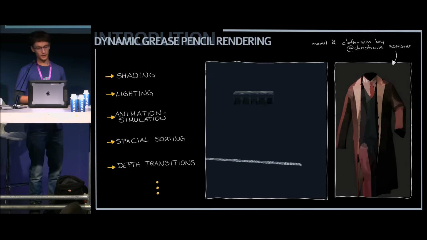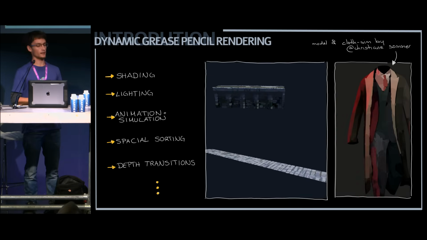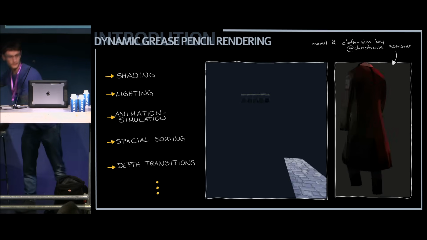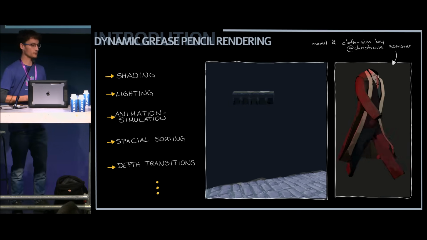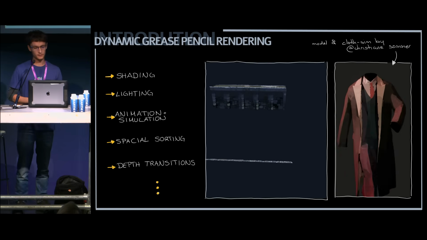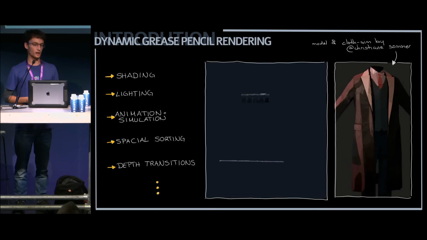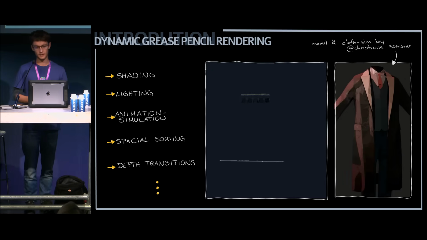Basically, what was the goal? I wanted to have the possibility to relight my grease pencil drawings and sketches. That meant I would need to do grease pencil shading and lighting, and also set up a framework for more complex animation and simulation, and, I'll go into that later, do some spatial sorting and depth transitions to get a very painterly, illustrated, hand-drawn look, because everything is painterly hand-drawn.